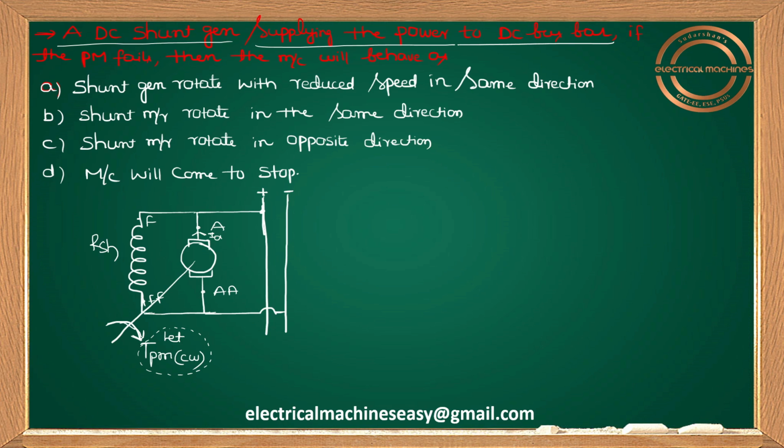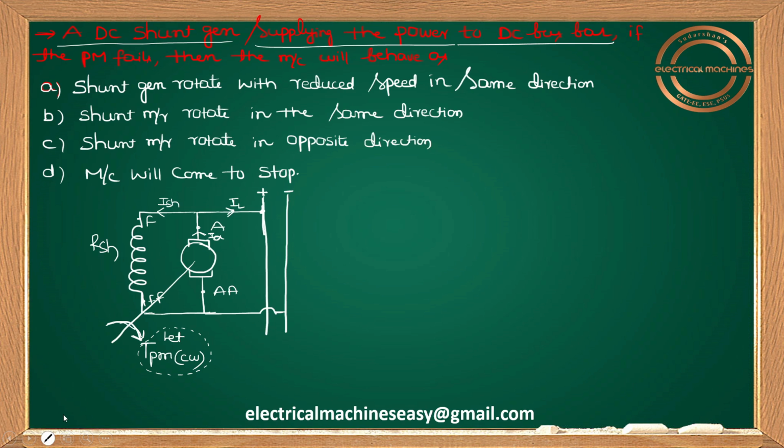It will start from the A terminal and divide as ISH and IL. Here IL means the load current. And one thing you have to understand: in a generator, I told you, please refer to simple loop diagrams if you have doubts. In a generator, motor action will take place.